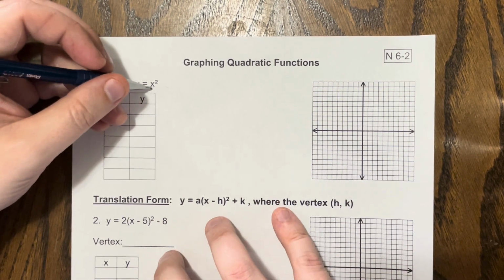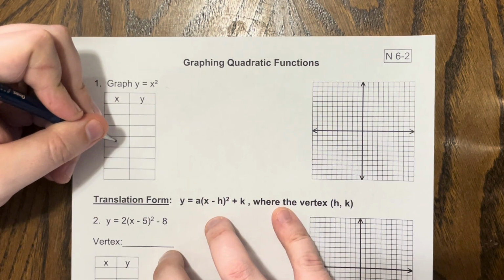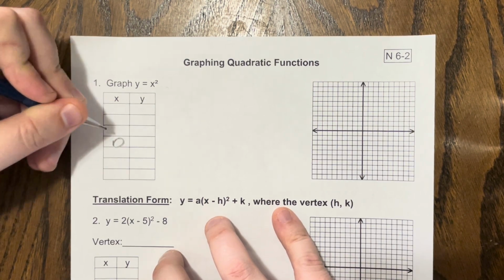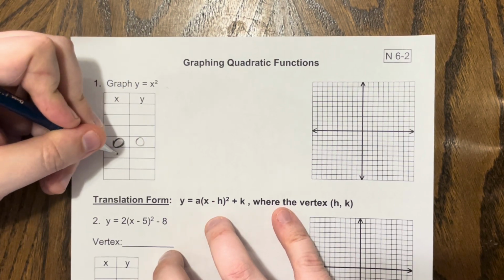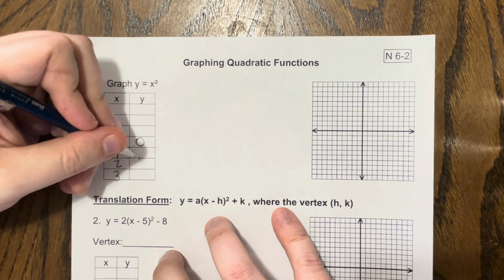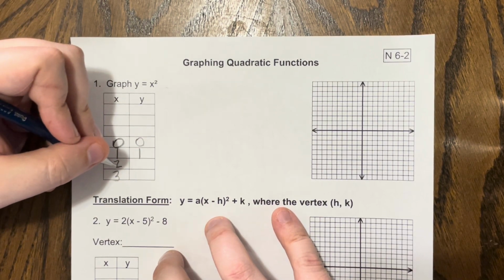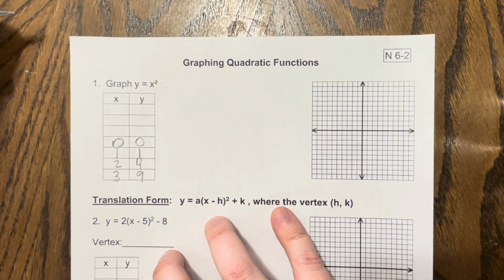So for this, if I had, let's say, x is equal to 0, 0 squared would still just be 0. Then I could go up this way, 1, 2, 3. 1 squared would be 1. 2 squared would be 4, and 3 squared would be 9.